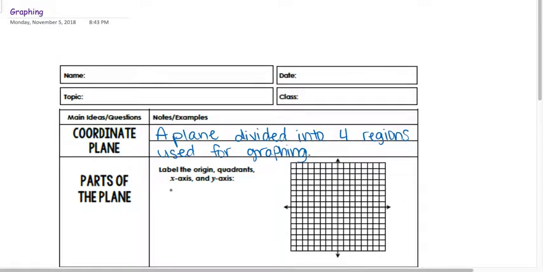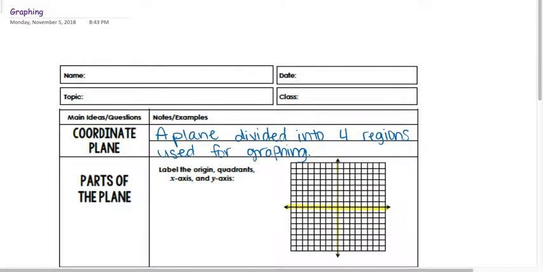All right, the next thing we're going to talk about are the parts of the plane. Okay, so right here is the coordinate plane, and we're going to label the origin, the quadrants, the x-axis, and the y-axis. The first thing I'm going to do is separate the x-axis and the y-axis so that you can see the 4 different regions more clearly. Okay, try to make that a little bit thicker. There we go.